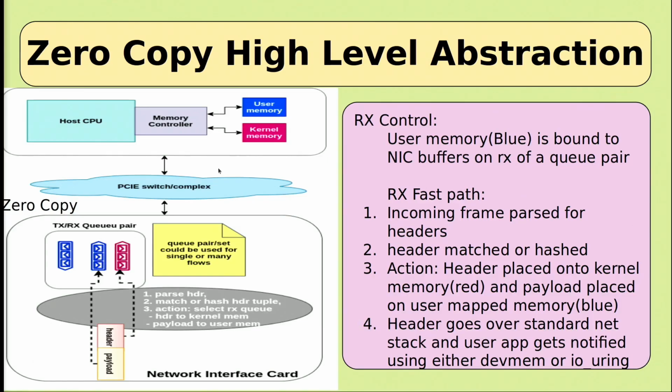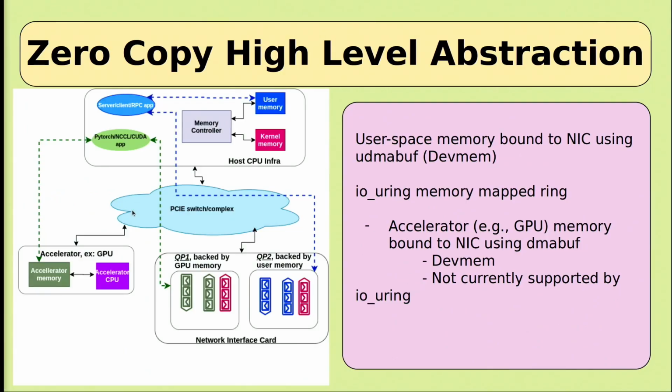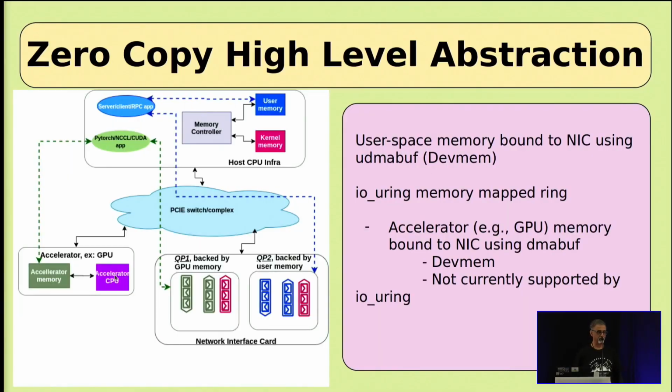memory. If I were to draw this without zero copy, all of these would be red, implying, trying my best to abstract here, kernel memory. But in this case, we basically have the blue memory, which is user space, mapped to the receive payload and the transmit payload as well. You could also take an accelerator as an example, a GPU being the most common, and map that memory to the receive queue on the receive side and on the transmit side as well.